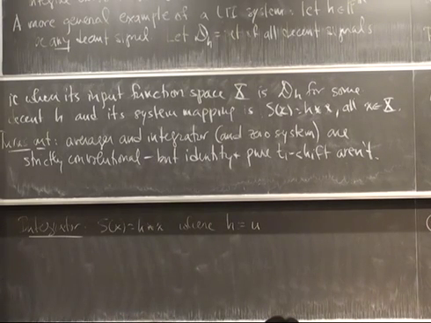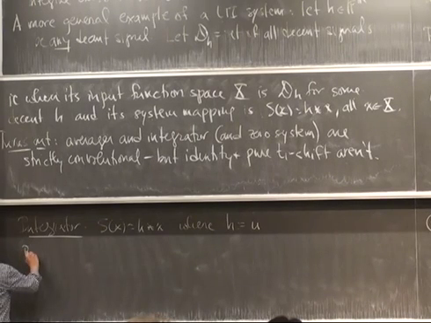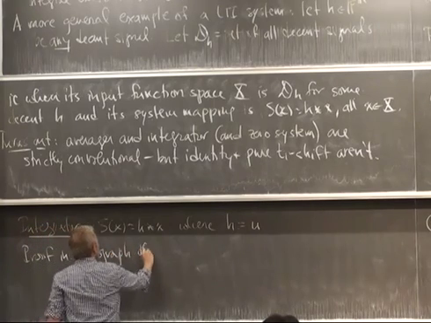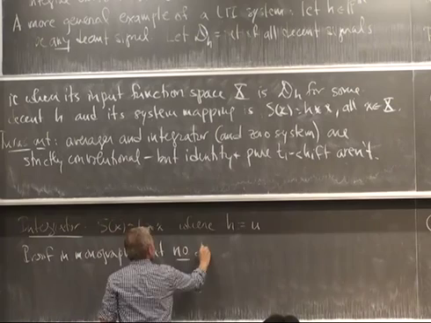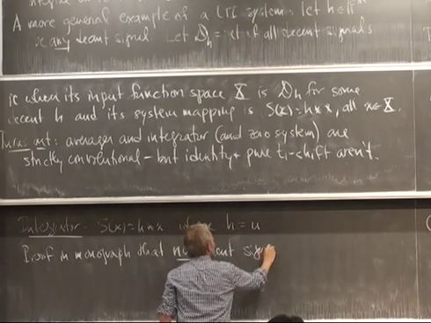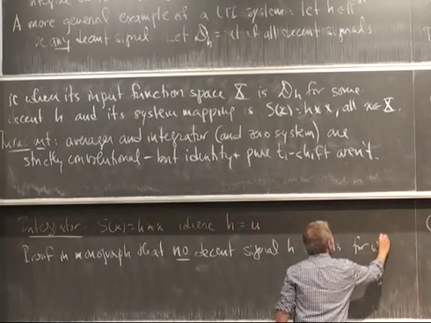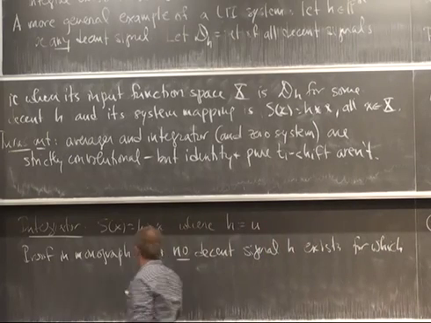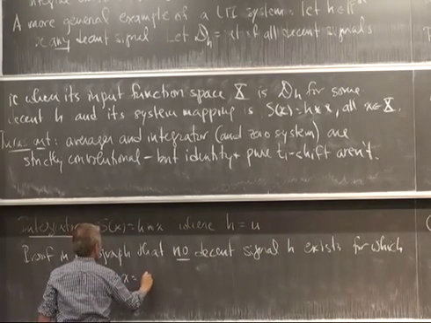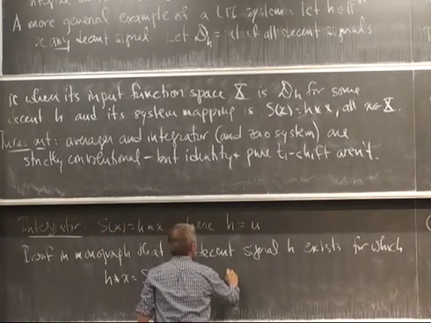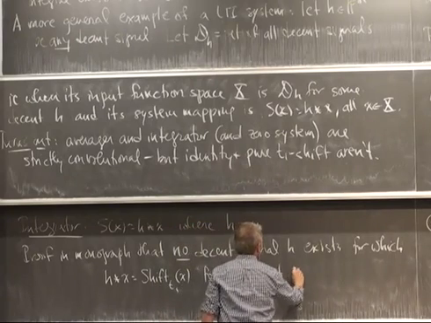But I told you the other ones aren't, and I'm not going to prove that in class, but there is a proof in the monograph, very carefully done. It doesn't involve any advanced techniques. So proof in the monograph that no decent signal h exists for which h convolved with x equals shift t1 of x for all decent x.